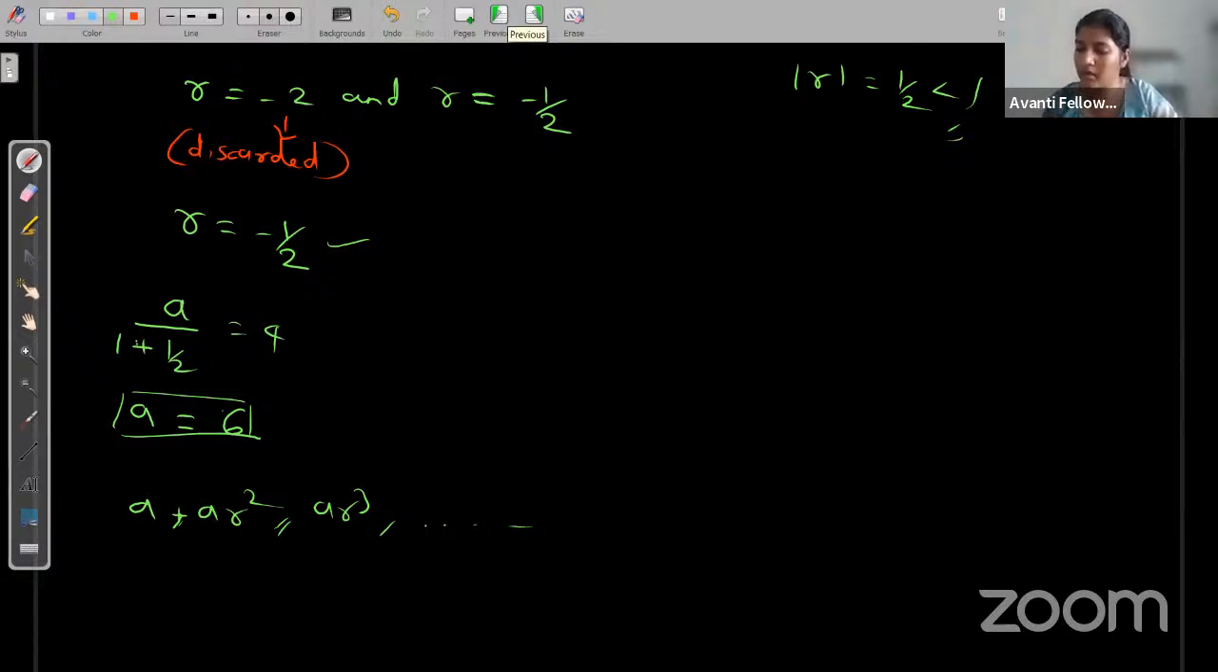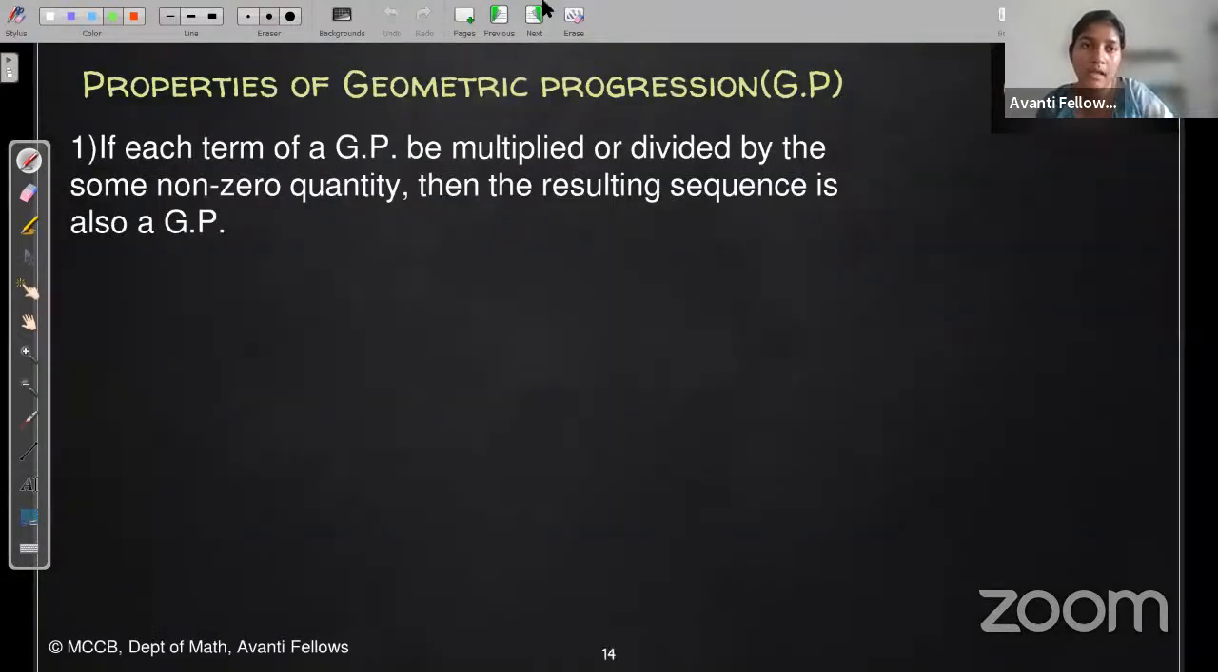Okay. Fine. If no doubt, then we'll go to the next one. So next are the properties of the geometric progression. What is the first property? The first property is: if each term of a GP is multiplied or divided by some non-zero quantity, then the resulting sequence is also a GP.